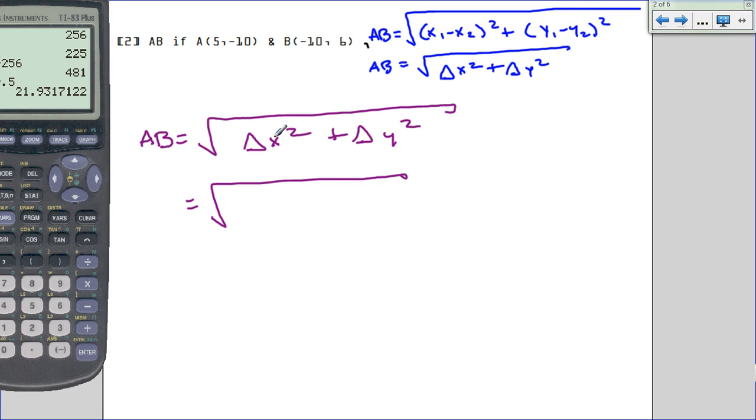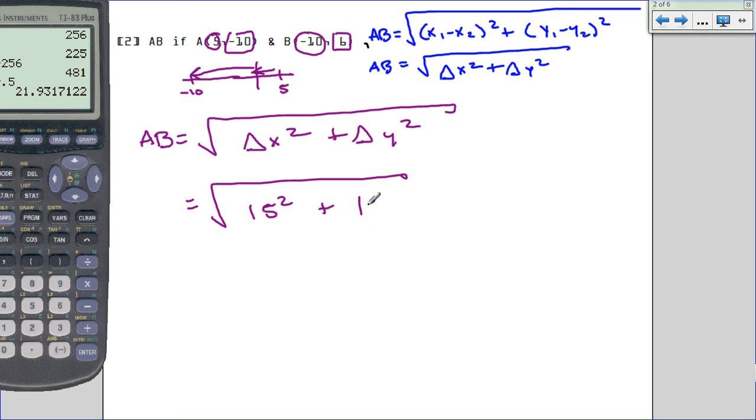So change in x, if I'm starting at 5 and ending up at negative 10, that's a total linear distance of 15. If I think about a number line, 5 is here, negative 10 is here. It's going to take me 5 to get to here, another 10 to get to there. That's a total of 15, hence 15 squared. I can think of the y's the same way. If I start at negative 10 and end up at 6, that's a total distance of 16, hence 16 squared. It doesn't give me a different answer, it just gives me a different way to arrive there.